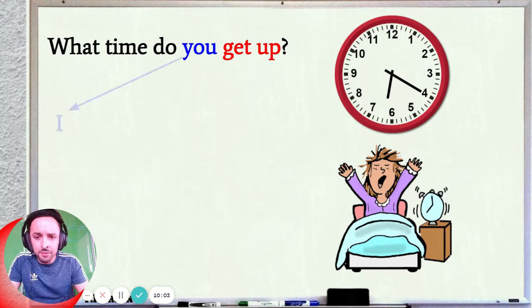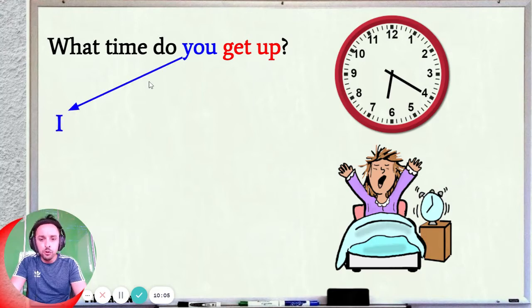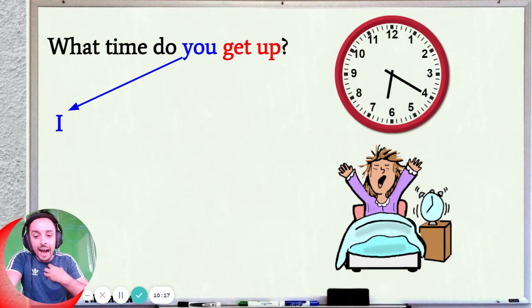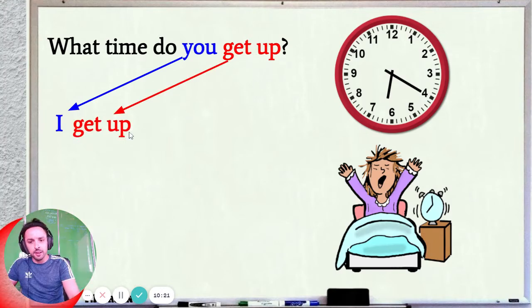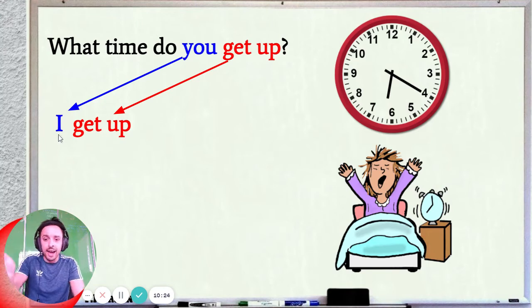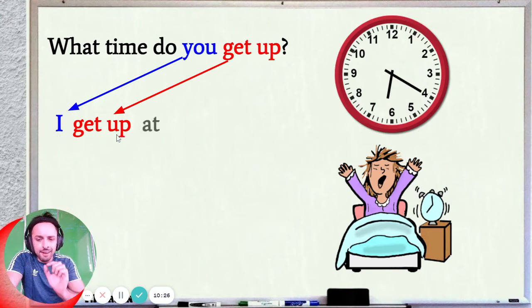Okay, how do we answer? First word, you changes to I. Remember, if the question is you, the answer will be I. Okay, so what time do you get up? I. Then we get the verb. We take the verb, and it's I get up. Okay, I get up. And then we have a little small word, at. I get up at.